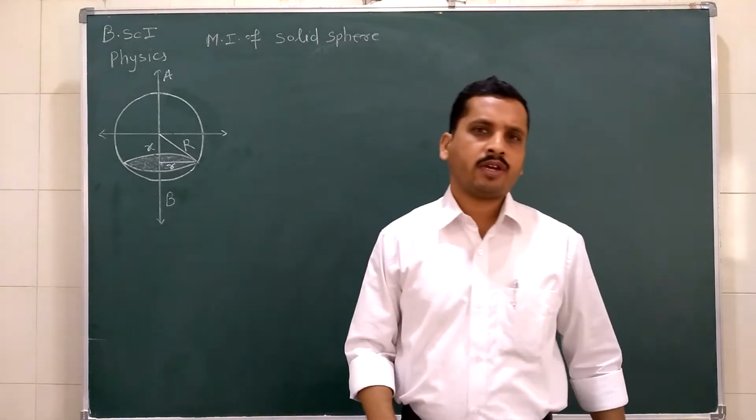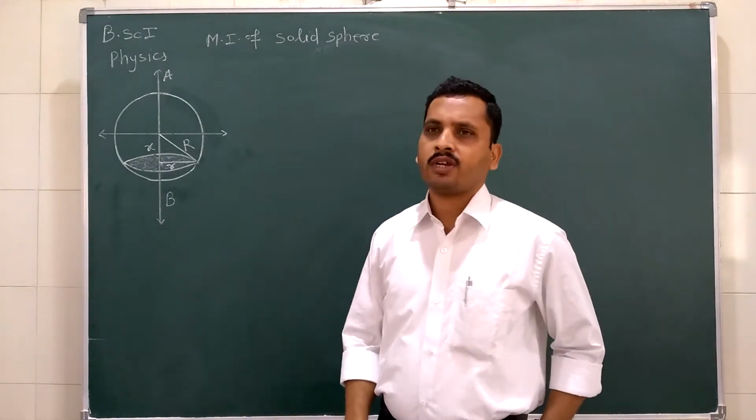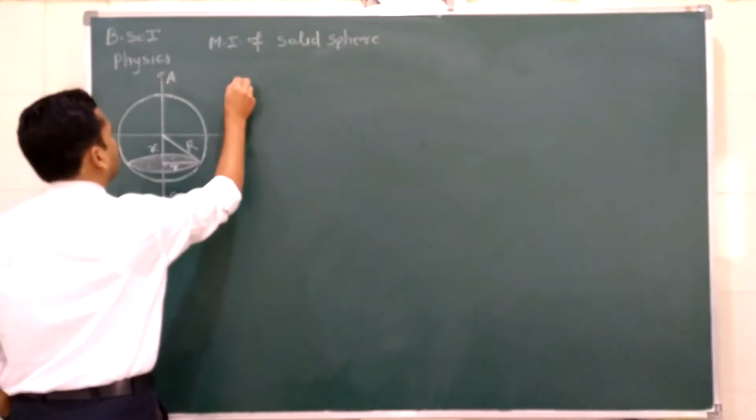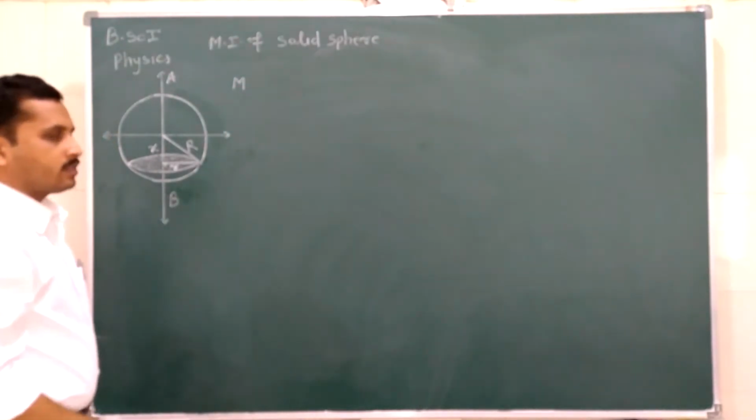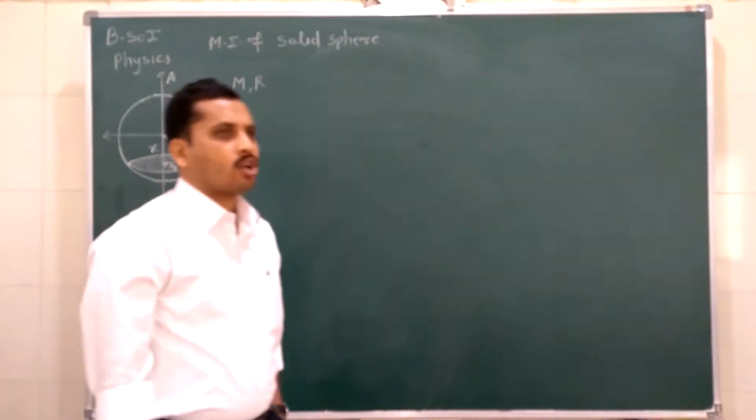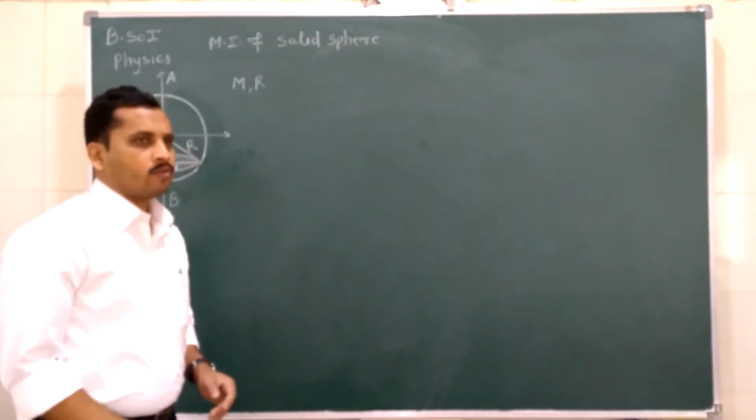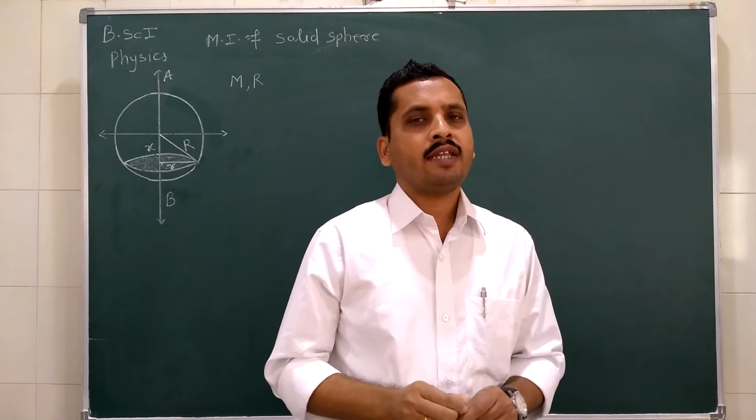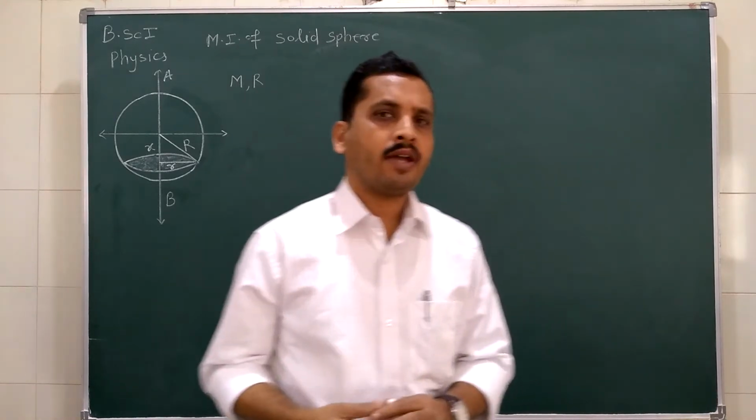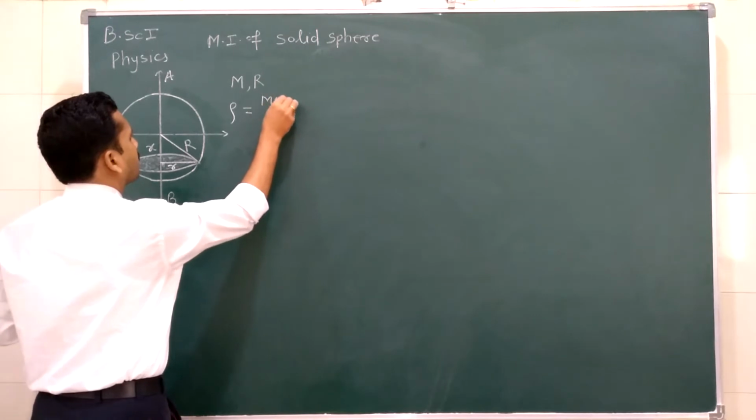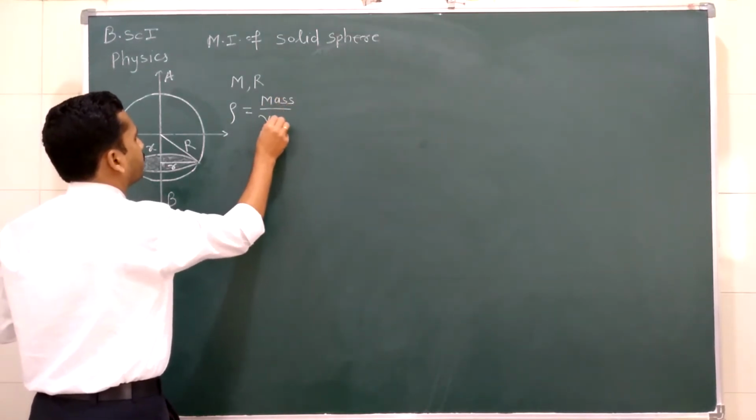Consider a solid sphere of mass capital M and radius capital R. What is capital M? It is the mass, and capital R is the length, the radius of this solid sphere. Now, here we define the term density. What is density? Density is nothing but the mass divided by volume. So, in this case, we can write the density rho is equal to mass divided by volume.